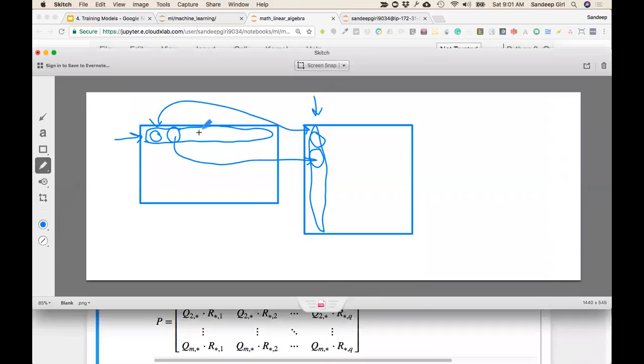Okay. So basically, we were talking about the matrix multiplication. So we are basically multiplying these values together.